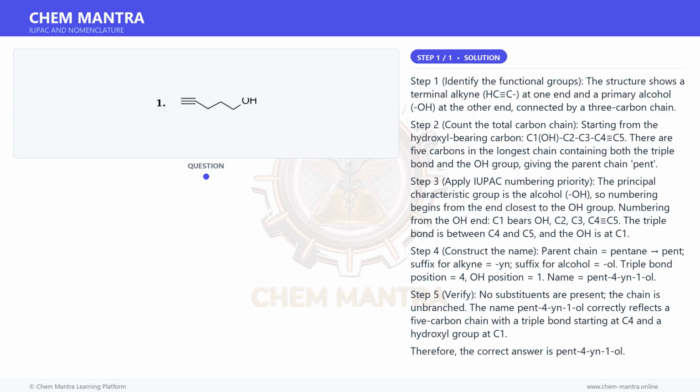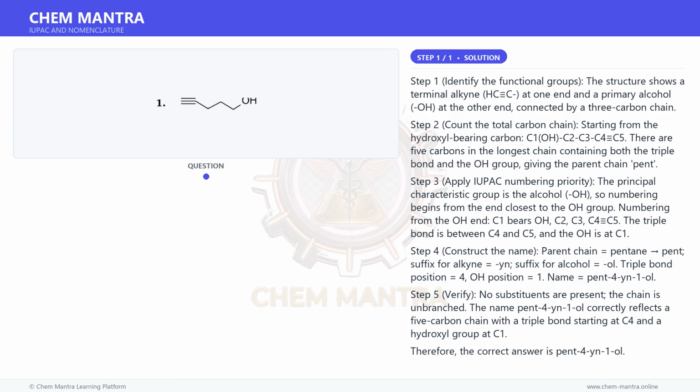The structure shows a terminal alkyne, HC≡C- at one end and a primary alcohol, OH, at the other end, connected by a 3-carbon chain. Step 2. Count the total carbon chain starting from the hydroxyl-bearing carbon, C1, OH, C2, C3, C4, C5. There are 5 carbons in the longest chain containing both the triple bond and the OH group, giving the parent chain pent. Step 3. Apply IUPAC numbering priority.